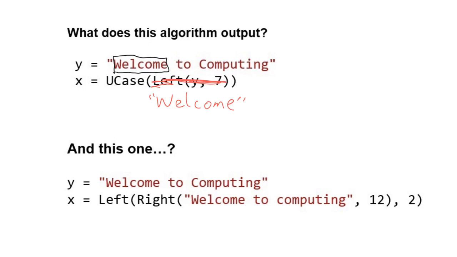Same thing happens down here then. We have a function call within a function call, so we start in the middle, and we call the right function on welcome to computing and pass it welcome to computing and 12. So welcome to computing comes in, we extract the right 12 characters, which is that. This is then what gets returned, the string to computing, and then the left function gets performed on to computing and extracts 2 characters, which is these two.